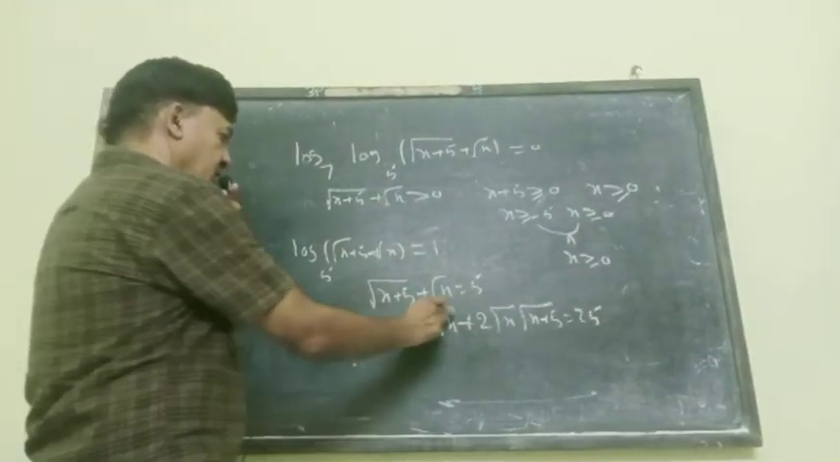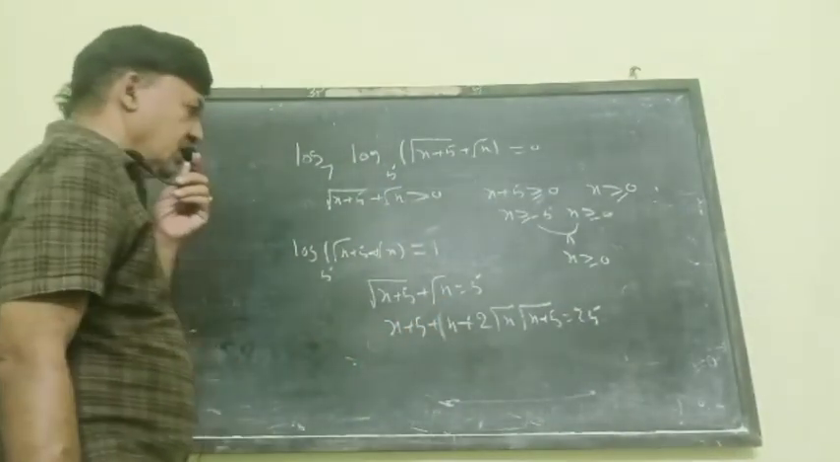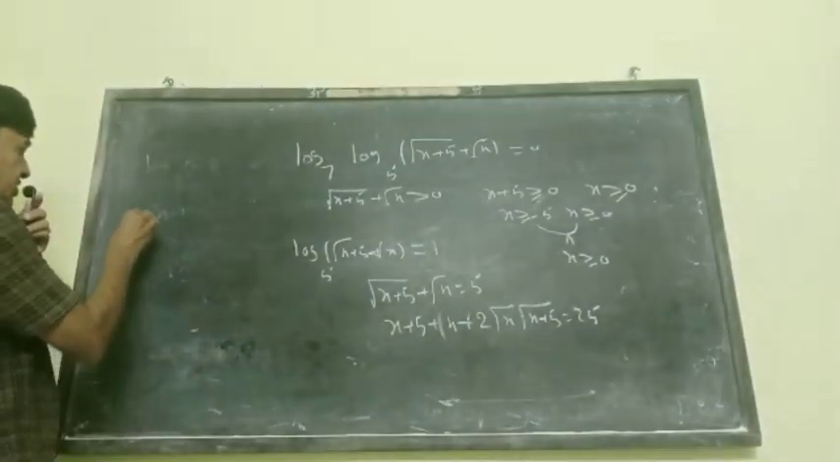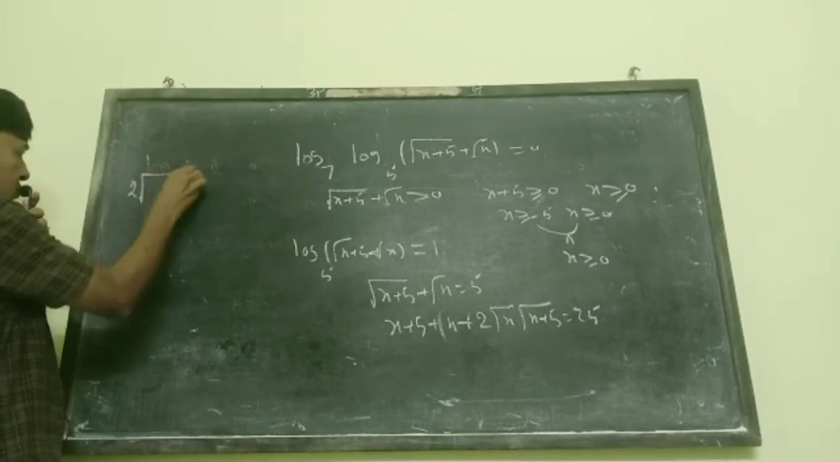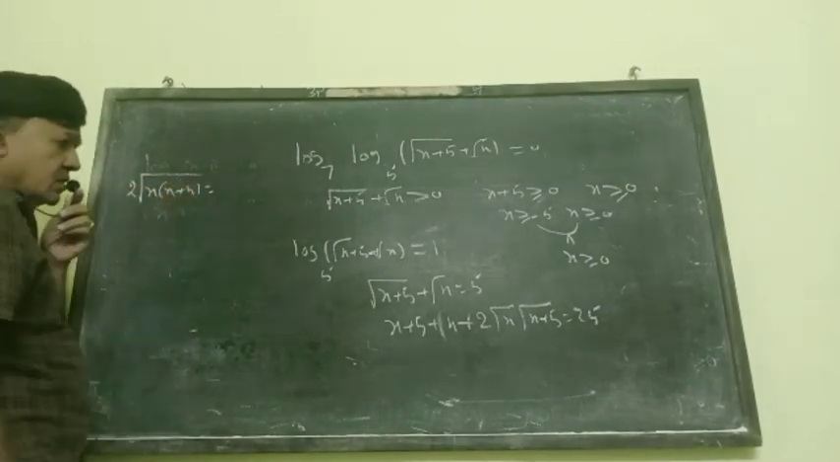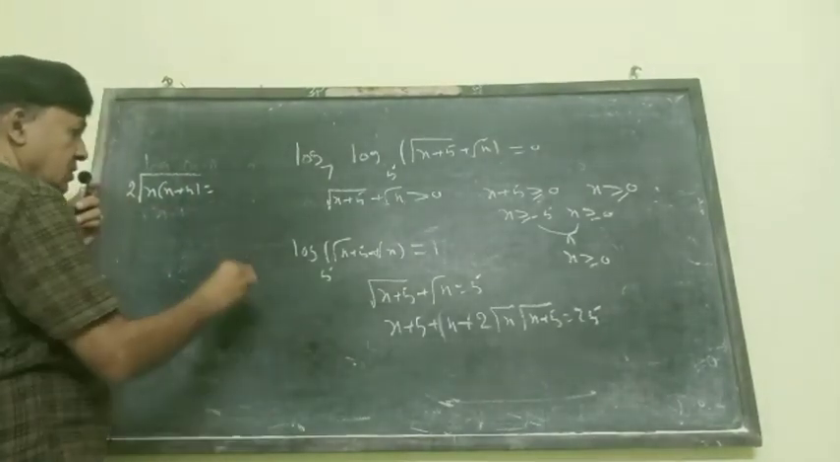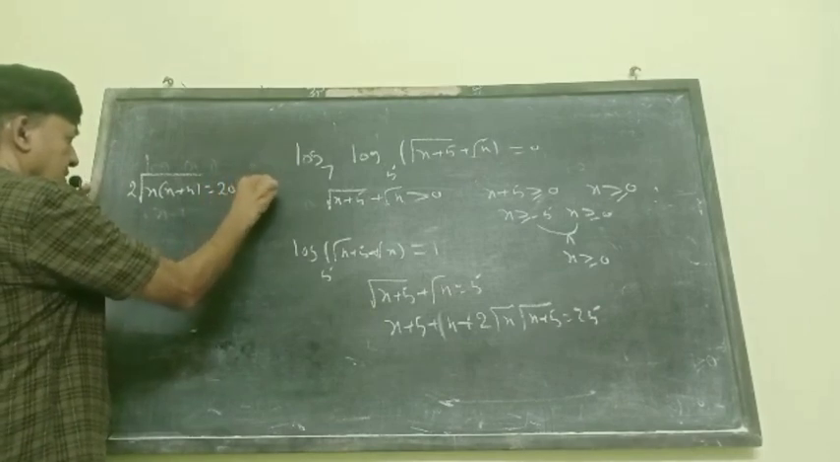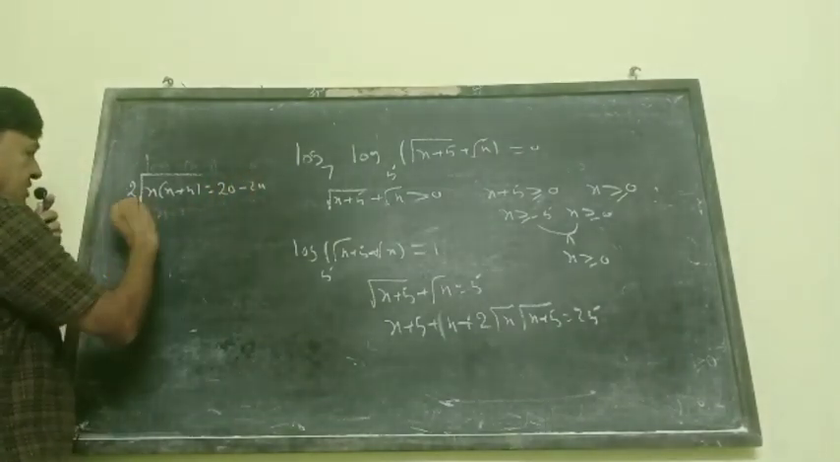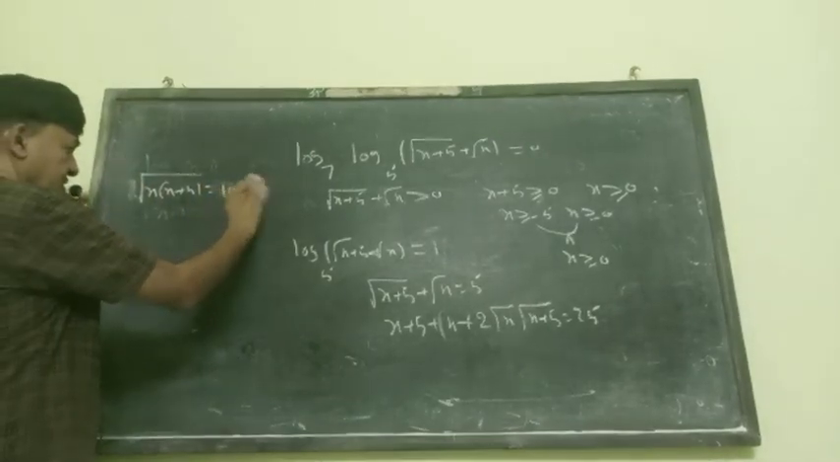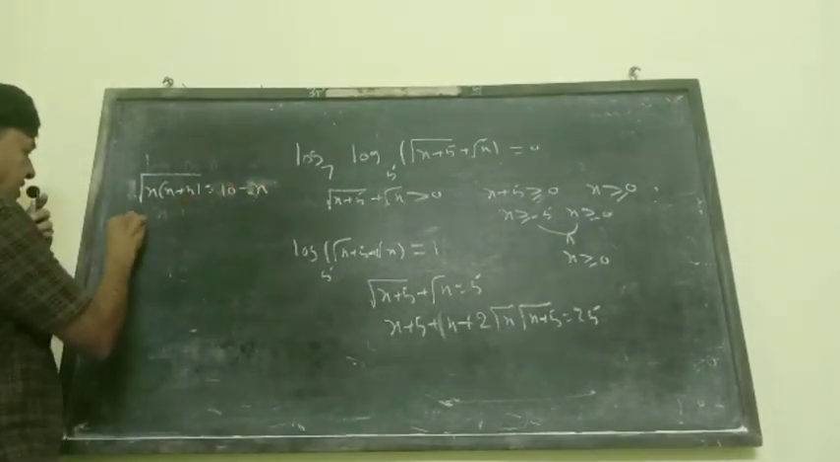Root x plus 5 plus x, sorry. We will get like this. So finally what we will get? 2 into root of x into x plus 5 is equal to how much? 20 minus 2x. So you cancel 2 throughout, you will get what? 10 minus x.